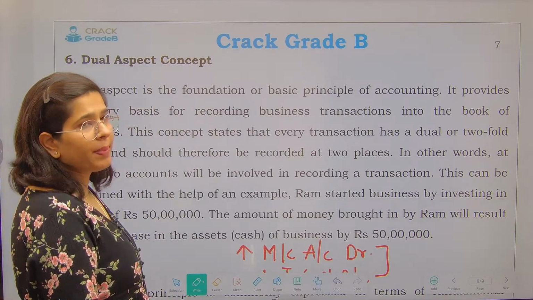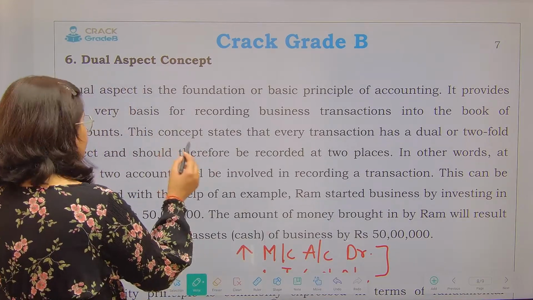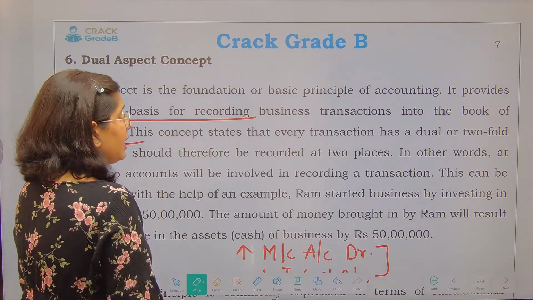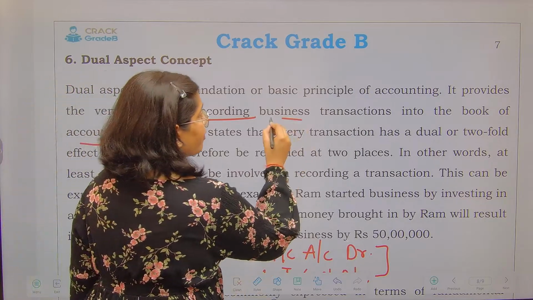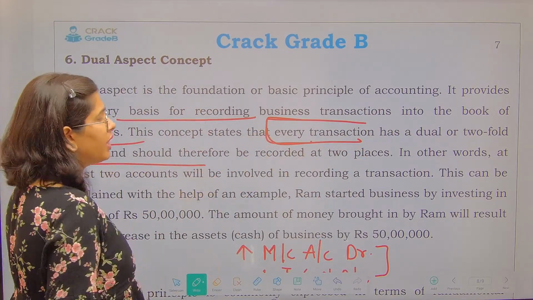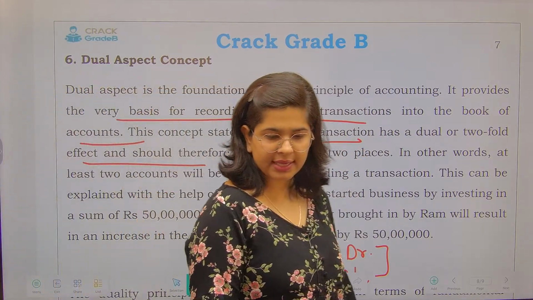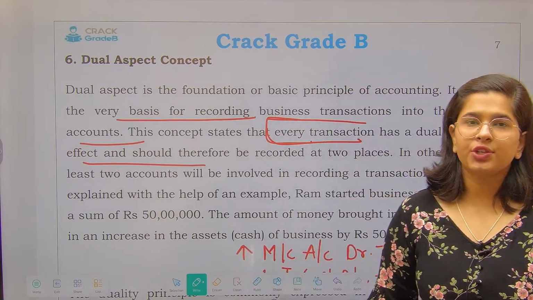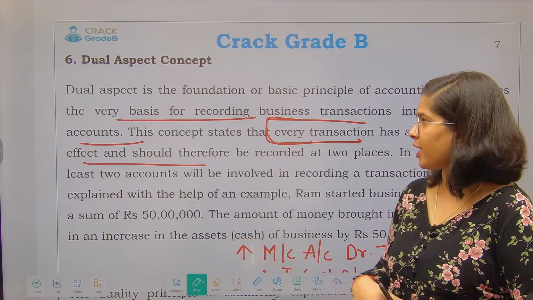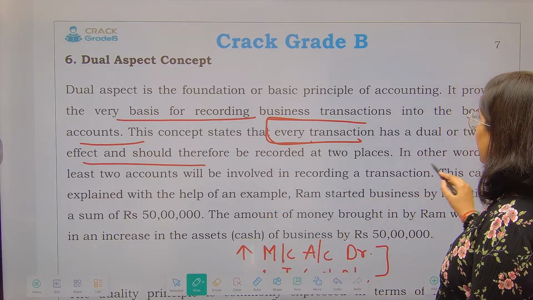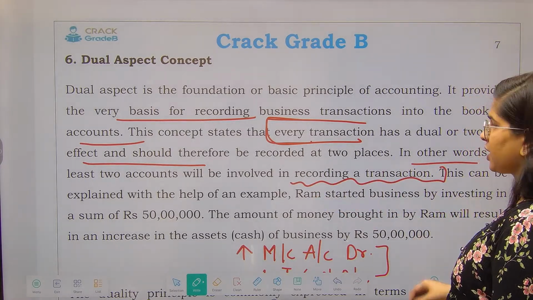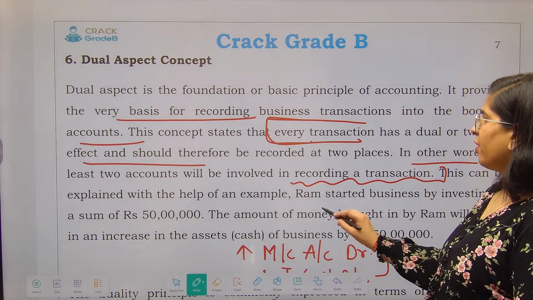It is a foundation or basic principle of accounting. It provides the very basis for recording business transactions into the books of accounts. This concept says that every transaction has a dual or two effect and should therefore be recorded at two places. Like I have said, the purchase of machinery is recorded at two places. Number one, machinery, and the other one is cash. In other words, at least two accounts will be involved in recording a transaction. This can be explained with the help of an example.